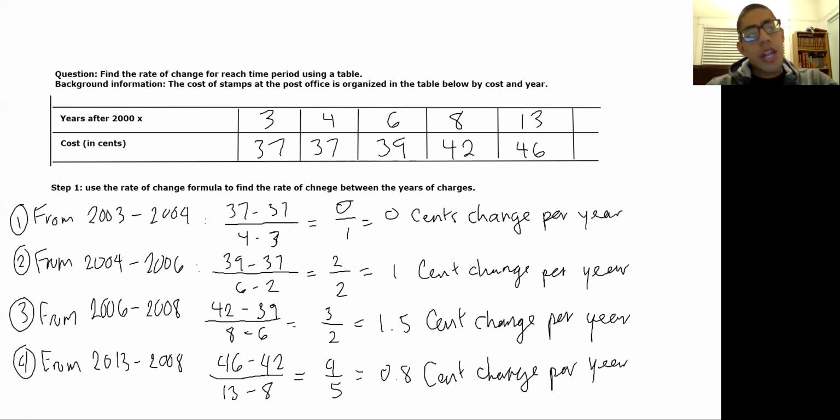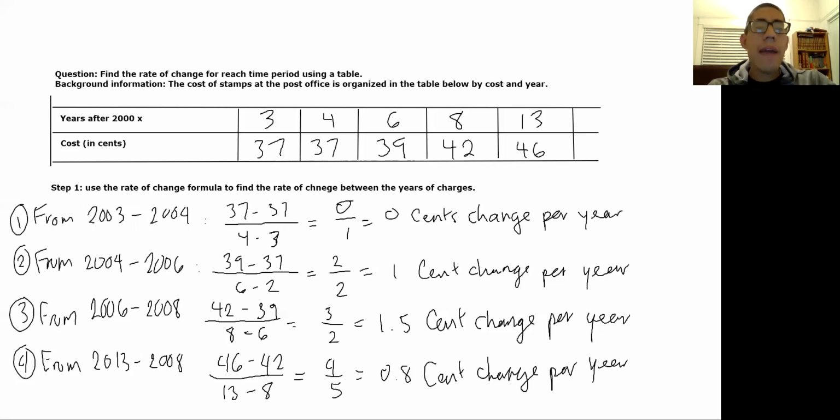Now, the question I have here, I have some background information, right? The cost of stamps at the post office is organized in the table below by cost and year. So, in the post office, every year they're selling stamps, and every year they have to increase the price of stamps, or they usually try to, because everything costs more every year. So the price of stamps usually reflects this change in price every year.